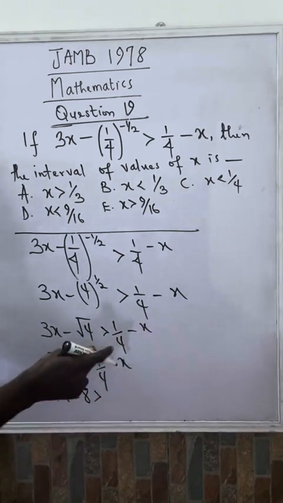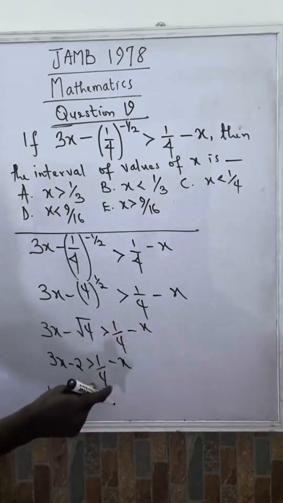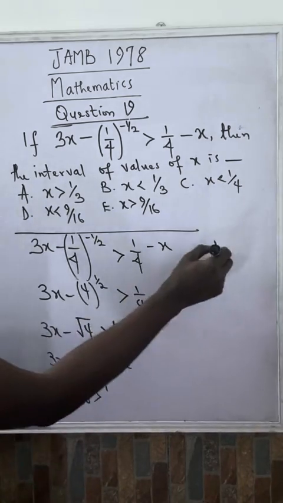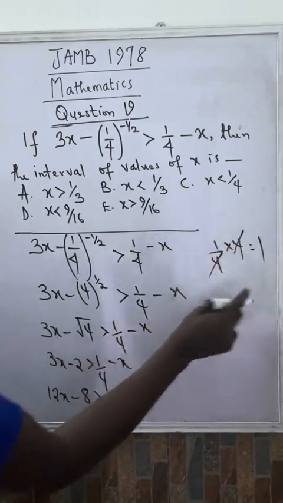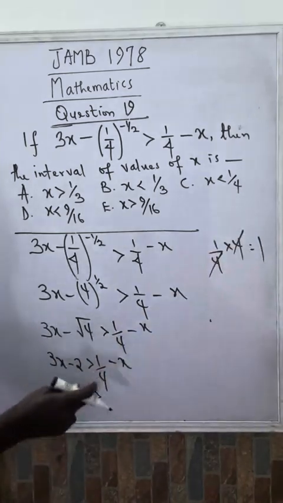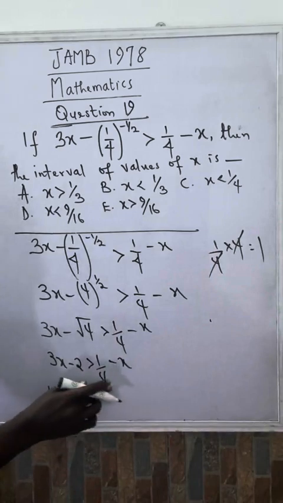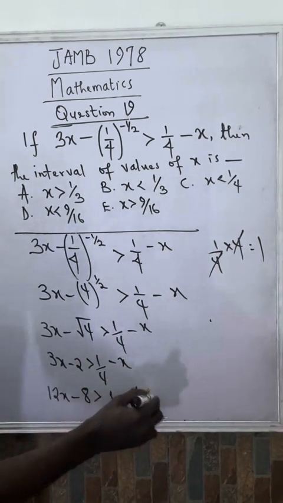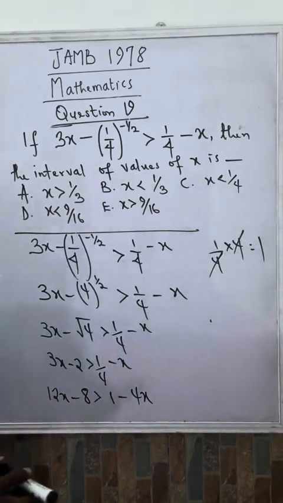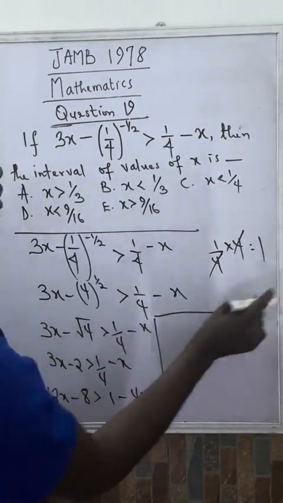Greater than, if I multiply 1 over 4 times 4, the 4 will cancel the 4. 4 here gives 1, 4 here gives 1. So I'll be left with 1. So here, instead of writing 1 over 4, I will have 1 minus 4 times x, that will give me 4x. So let me continue from here.